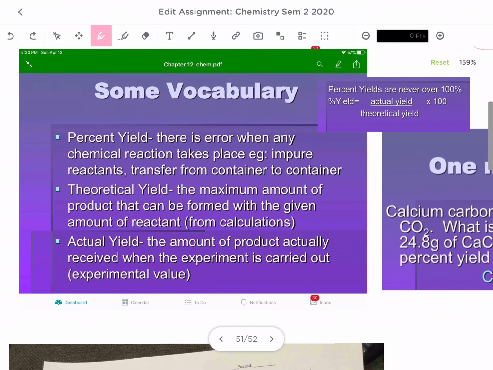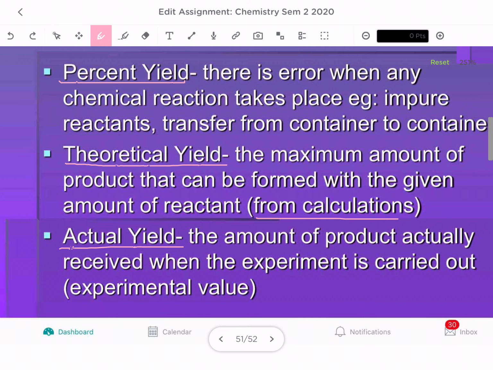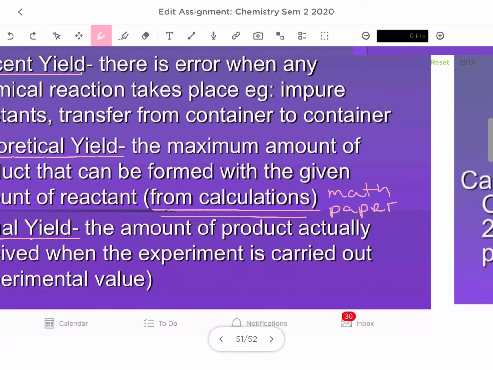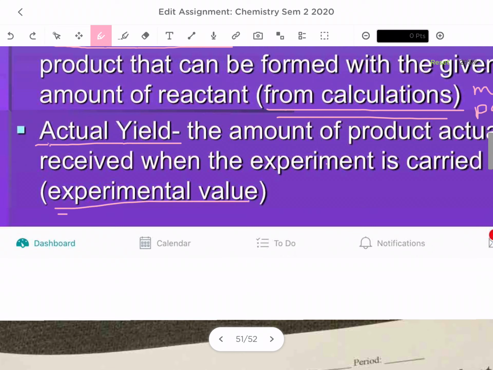Theoretical yield is the amount you get from doing stoichiometry problems. So in other words, the theoretical yield is how much you get from doing math on paper. In other words, from doing stoichiometry. Now, the actual yield is the amount of product actually received when the experiment is carried out. Sometimes it's referred to as the experimental value, but it is always given in the problem.